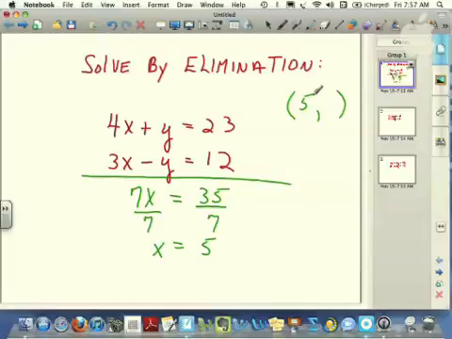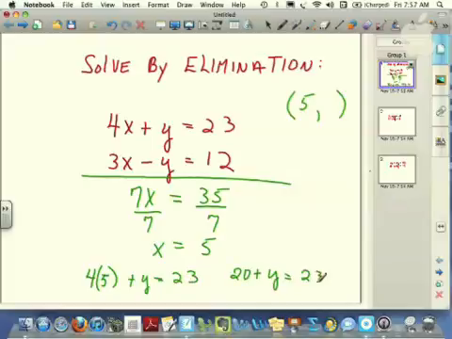Now that I know that x is 5, I can substitute that into one of the equations. I'll choose the first one. 4 times 5 plus y equals 23. That means that 20 plus y equals 23. So y equals 3. And I have solved the system of equations by elimination. Fewer steps than substitution and no need to make a graph.